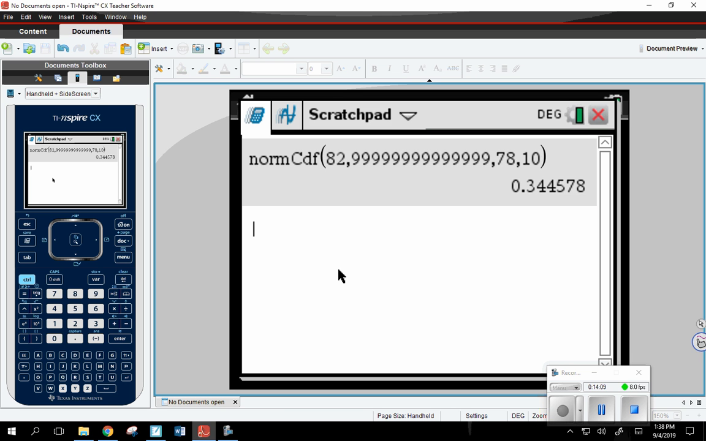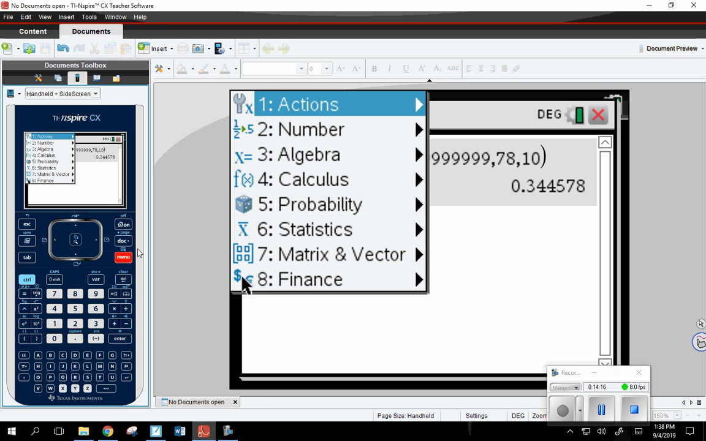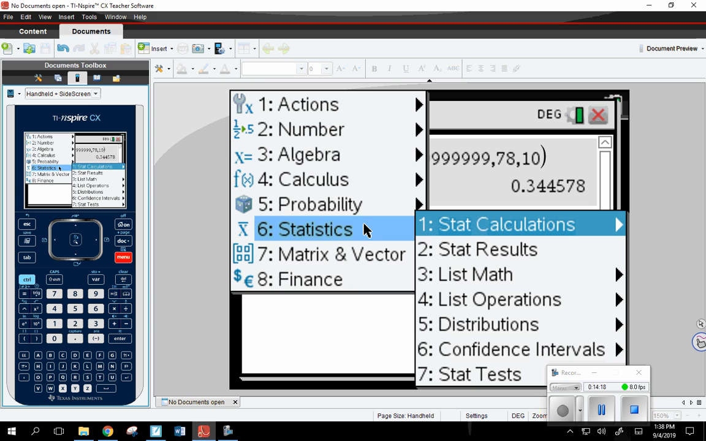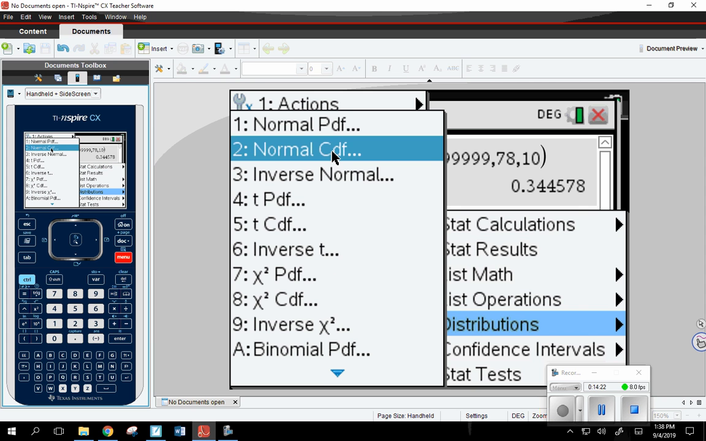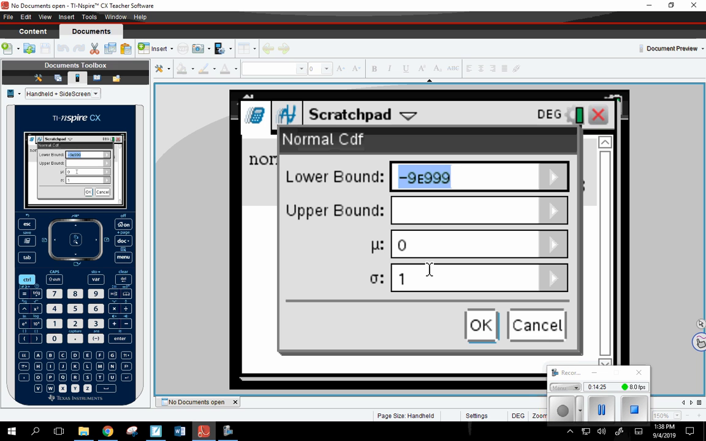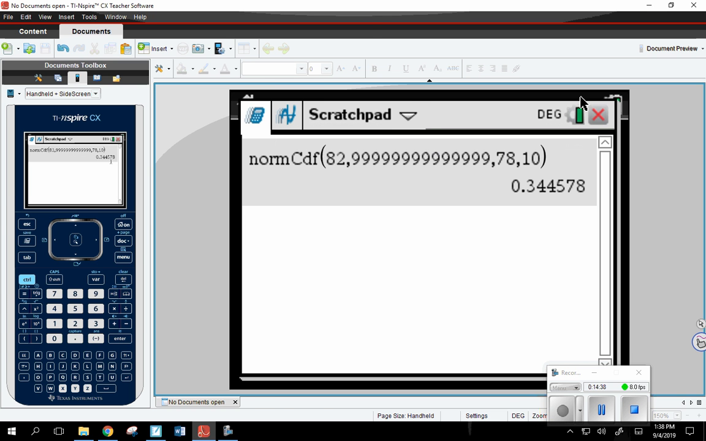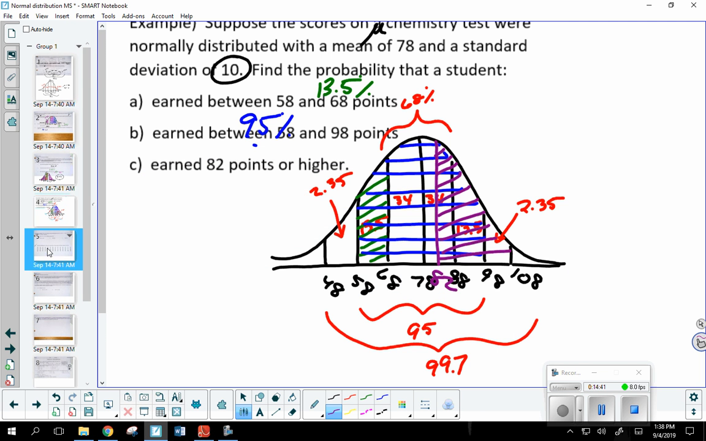Okay. Is that making sense? Go through the steps. Absolutely. So how do I get here? We went to menu, statistics, distributions, normal CDF. Okay. And now this is where I plug in my information. Mu is my mean. This is my standard deviation. And then we just need an upper and a lower bound. Okay. All right. That's what we've been working on since yesterday. Okay, cool.